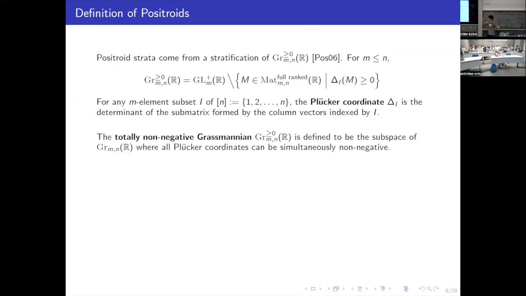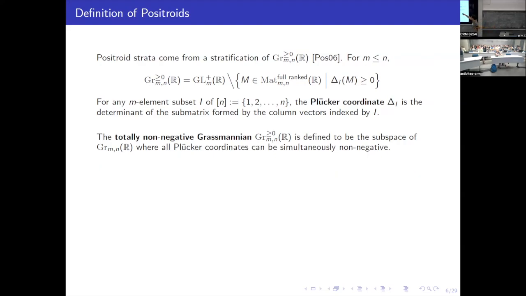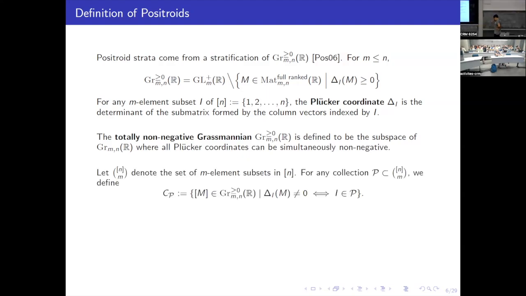So the totally non-negative Grassmannian, with this greater or equal to 0 sign above, means that I'm going to take the subspace where all the Plücker coordinates are simultaneously non-negative. Alternatively, let me point out that you can also just take the greater or equal to 0 condition, then you mod out by the general linear transformations with positive determinant. So now, what's a positroid? For any collection, I'm going to denote the m-element subsets of this n-element set by this notation, n choose m with a little bracket there.